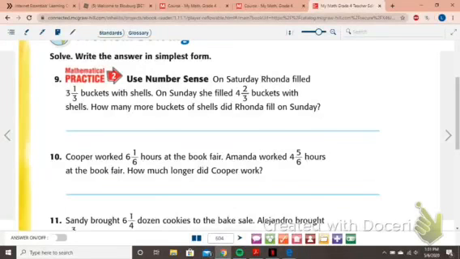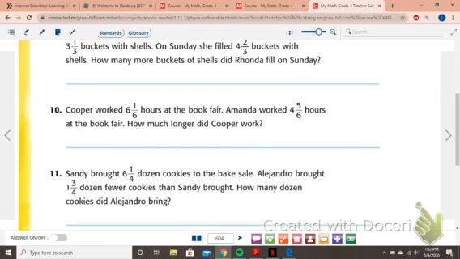Hey class, so I had a question over number 11, and number 11 is on lesson 9-7. So it deals with Sandy, and she brought 6 1/4 dozen cookies to the bake sale. Alejandro brought 1 3/4 dozen fewer cookies than Sandy brought. How many dozen cookies did Alejandro bring?